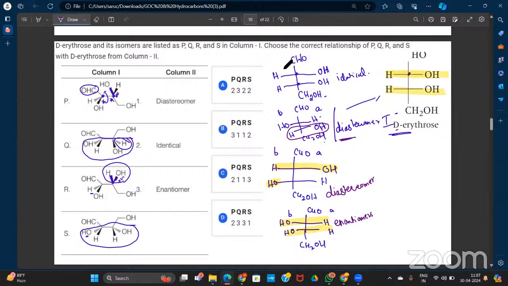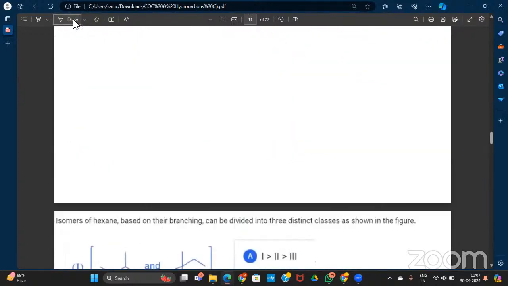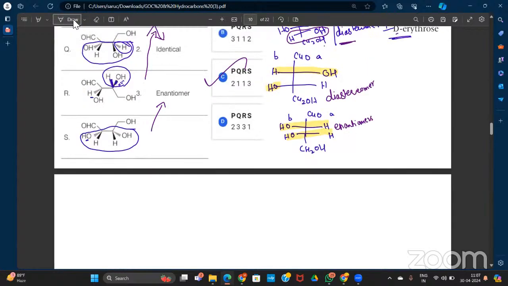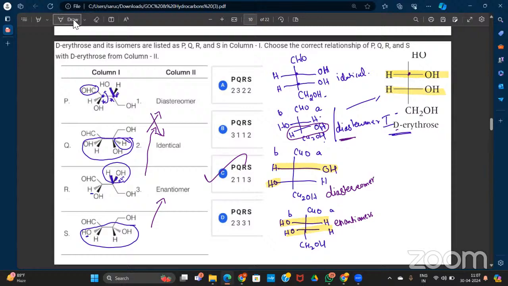Now match this and find out which is the correct answer. The first one is identical, the second is a diastereomer, the third is also a diastereomer, and the fourth is an enantiomer. So option C. Did everyone get this question? How to find out enantiomer and diastereomer? Ma'am, will an image of D-erythrose be given? What are you asking? D-erythrose, yes, it is given in the question. Okay, fine.